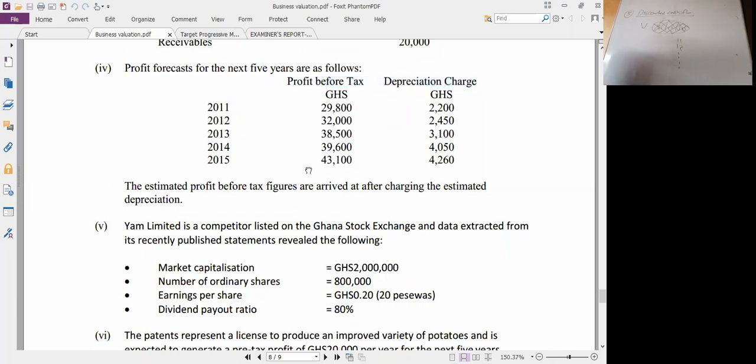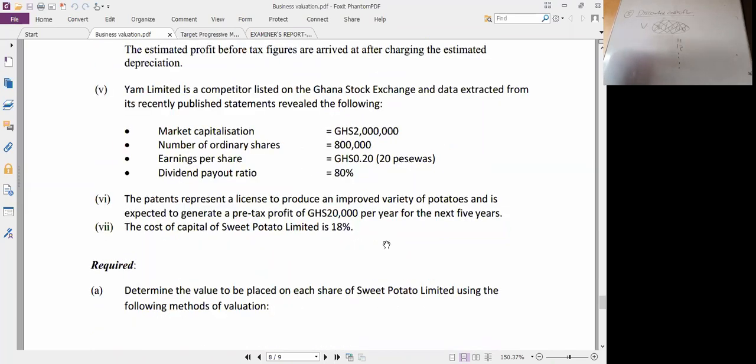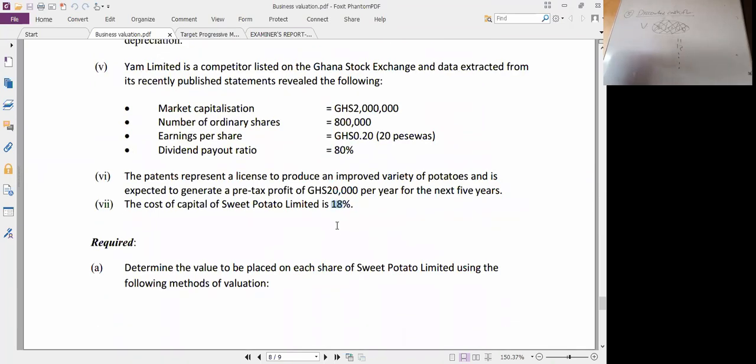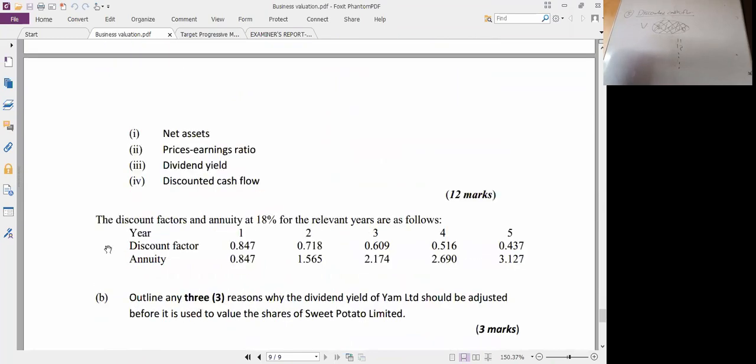Then discount it. What is the cost of capital? The company cost of capital is what? 18%. You can calculate it, or they have given it to us. And I believe strongly that you can calculate it for me. Good. So let's go to the board.